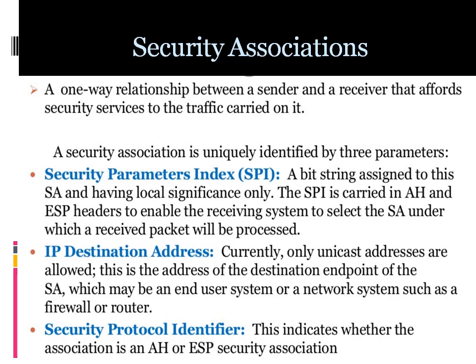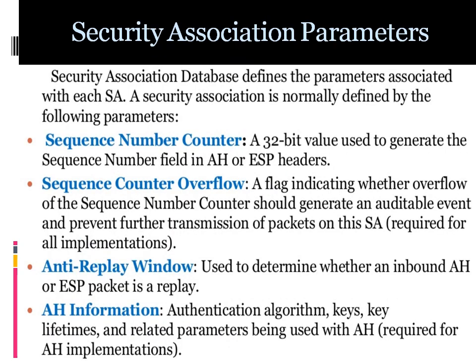The next parameter is IP destination address. So here currently only unicast addresses are allowed, and this is the address of the destination endpoint of the security association, which may be an end user system or a network system such as a firewall or router. Then the third and final parameter is security protocol identifier, which indicates whether the association is an AH or ESP security association. Next we have the security association parameters.